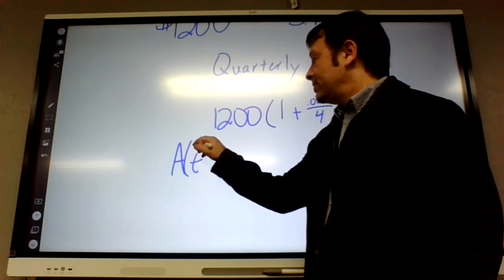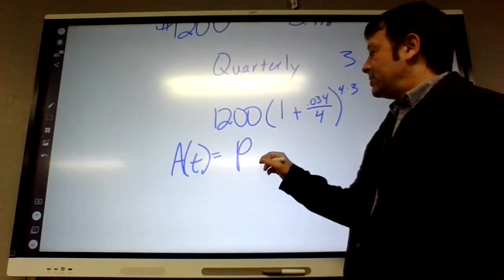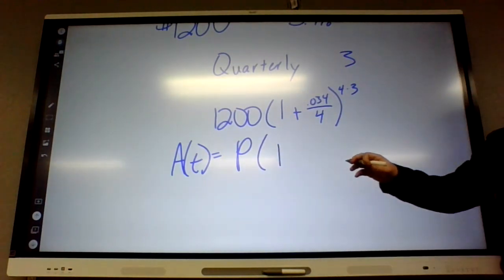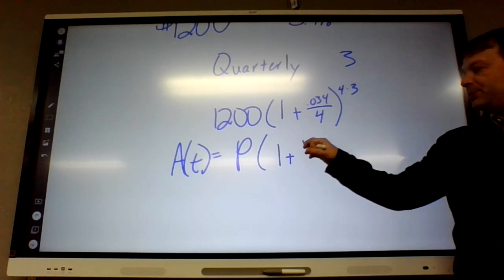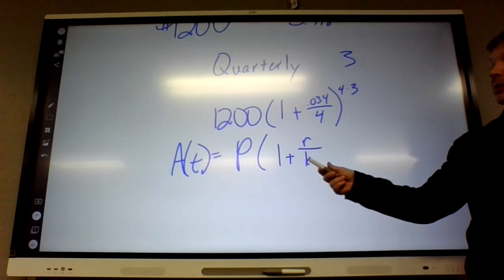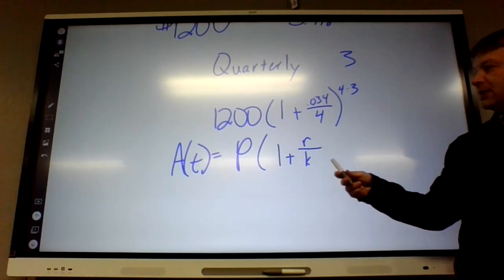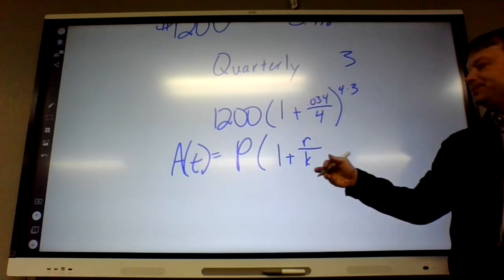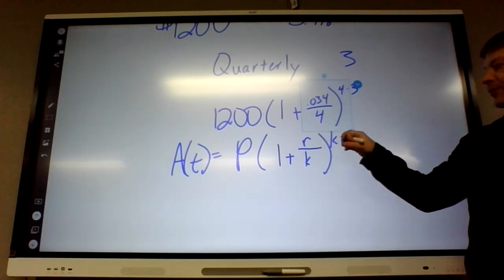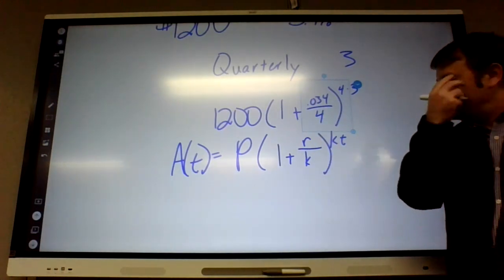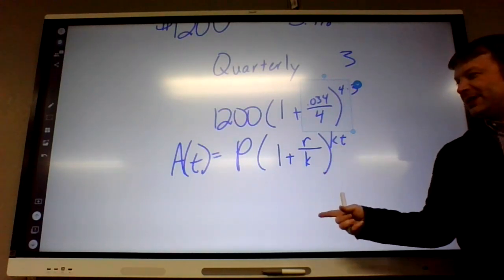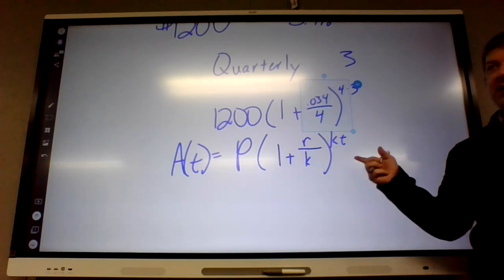So here's the formula they were using. P is the initial amount, it's called the principal. You do 1 plus the interest rate over K, where K stands for the amount of times it's compounded per year. Quarterly means 4 times a year. So that's where this 4 and that 4 came from, and the T stands for time, how many years?